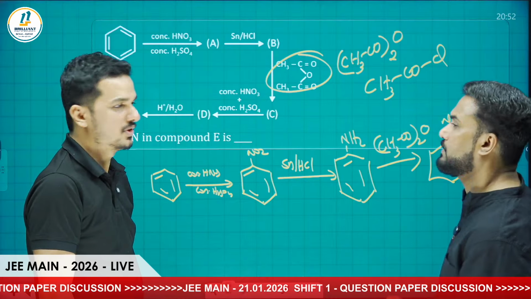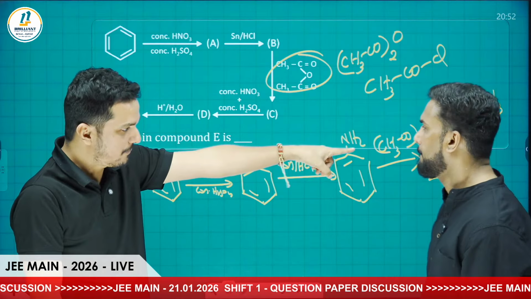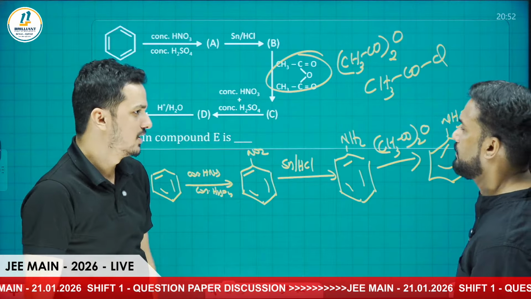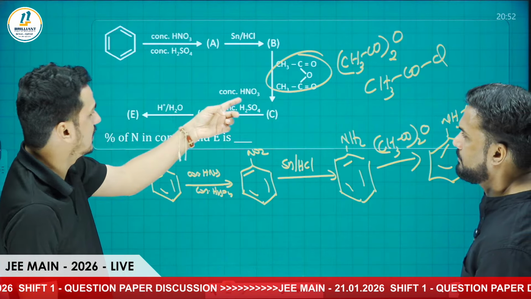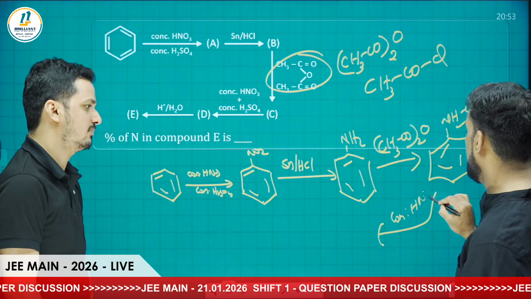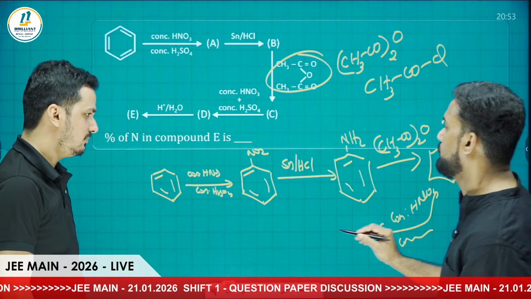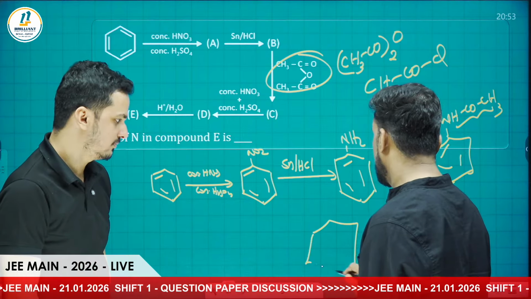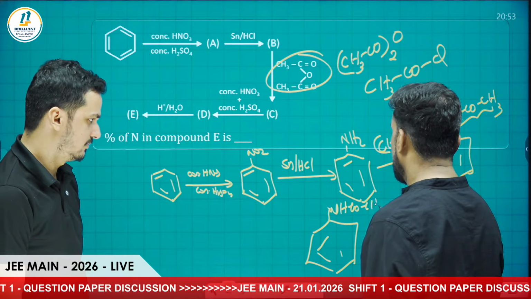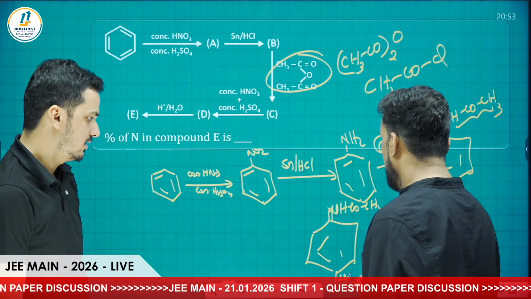Now it is only para directing, because of that bulky group as well as being a withdrawing group. Now we have to treat it with nitration again: concentrated HNO3 and concentrated H2SO4. The major product will be NHCOCH3 with NO2 at the para position.